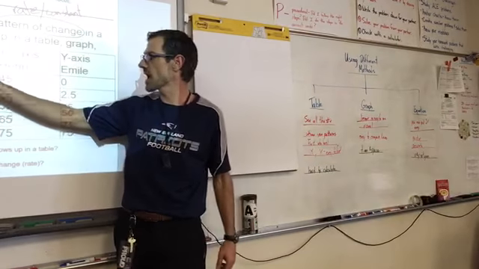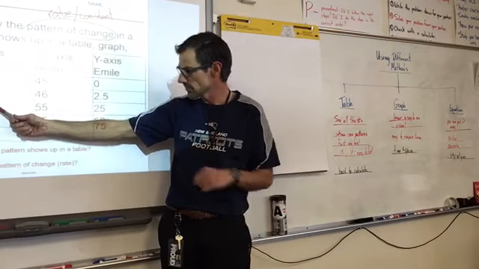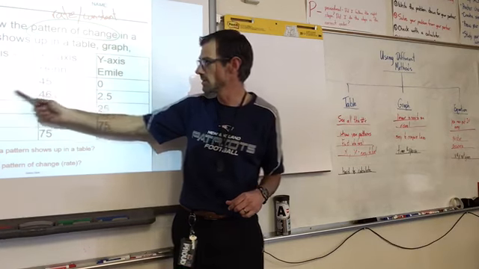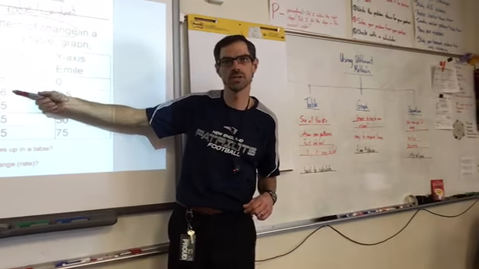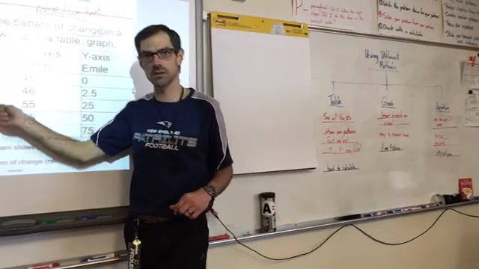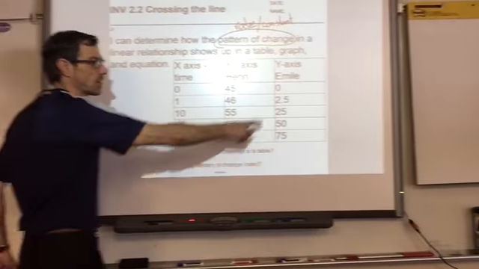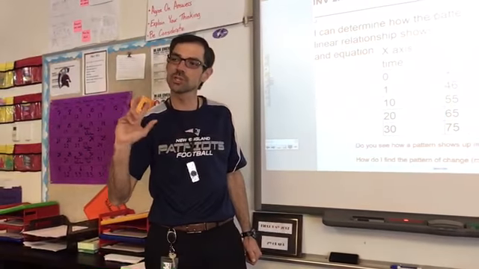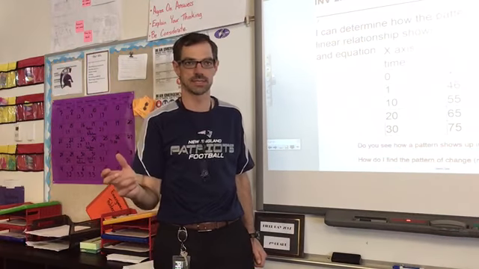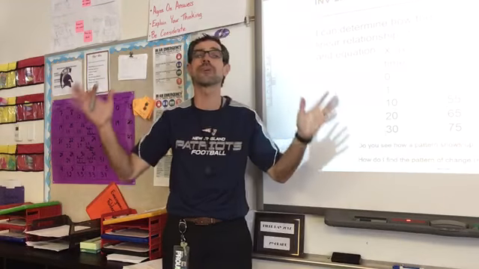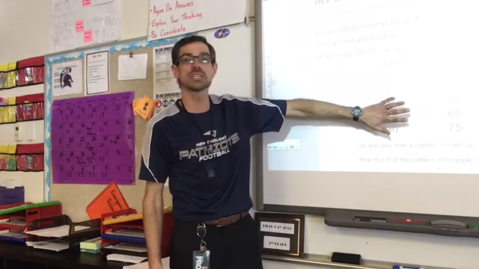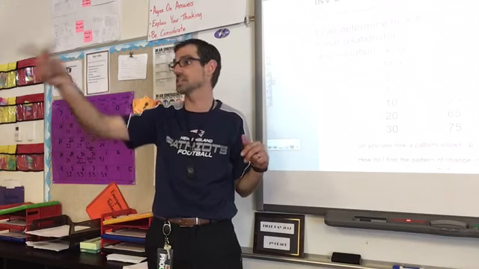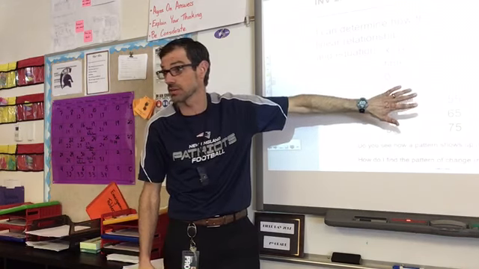So here I have a pattern of change. Okay, as I go up 1, I go up 1 here. As I go up 1 here, I go up 2.5 over here. So what you guys are doing is recognizing what your rate is. Now let's say I wanted to find the rate by using different numbers. I can use any of these numbers to find a rate if it's linear, Steve. And we know that these are linear.